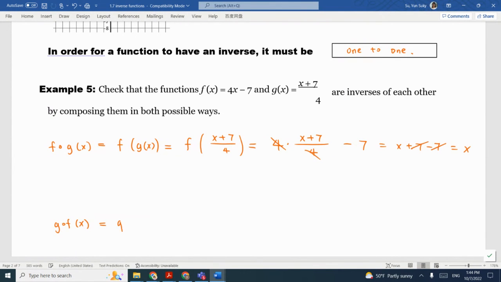How about g composite f? So this is g of f of x. f of x is 4x minus 7. Then g of 4x minus 7, you look at the g, right? Whenever you see x in this expression, replace x by 4x minus 7. So this is the original expression. Now you erase the x and replace it by 4x minus 7.